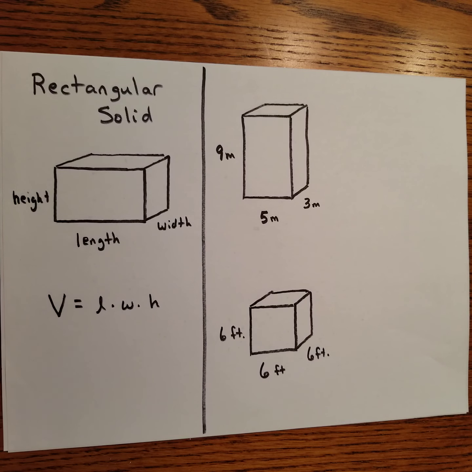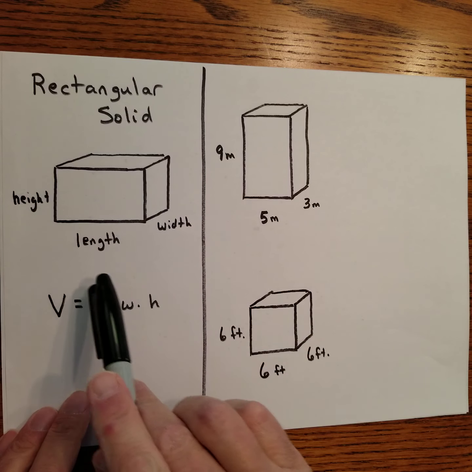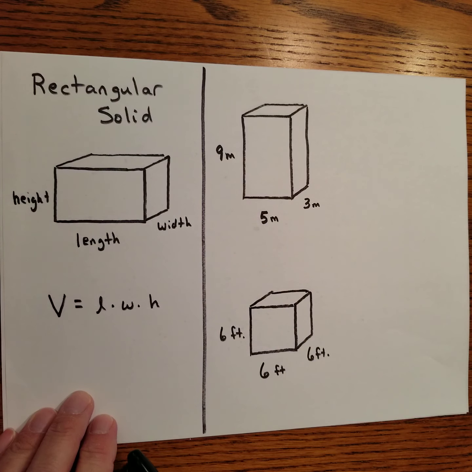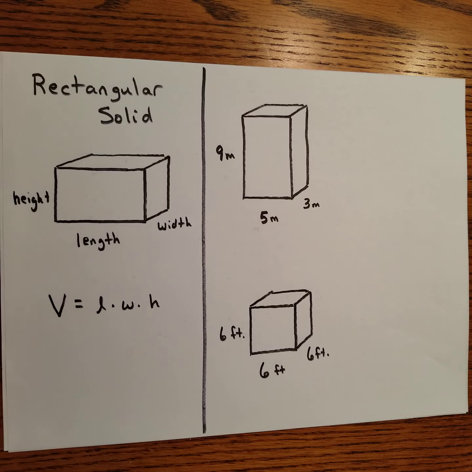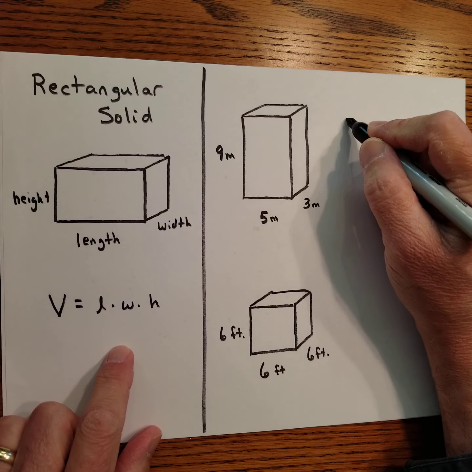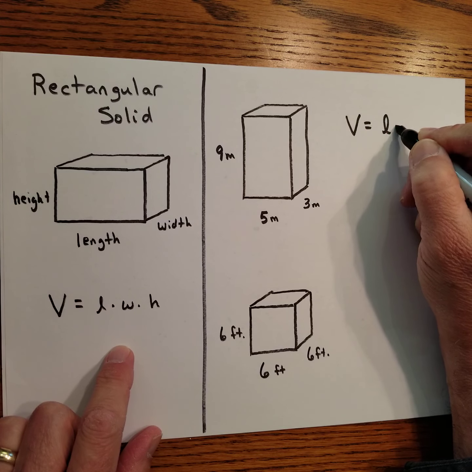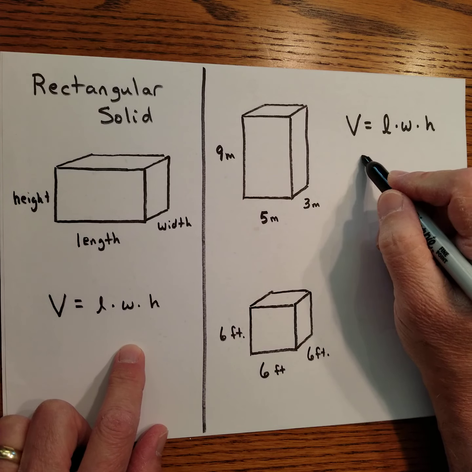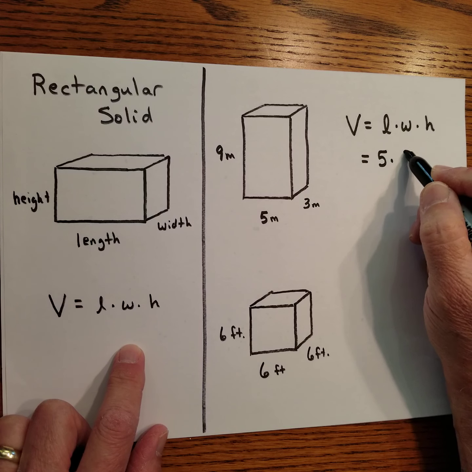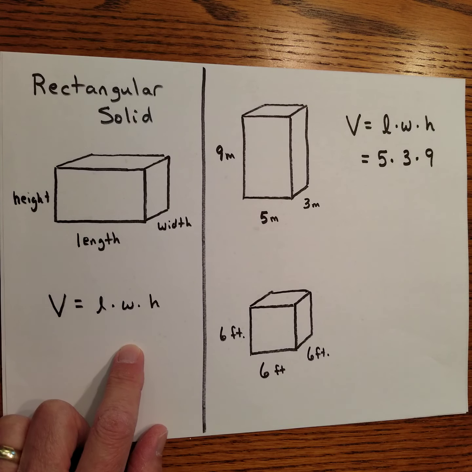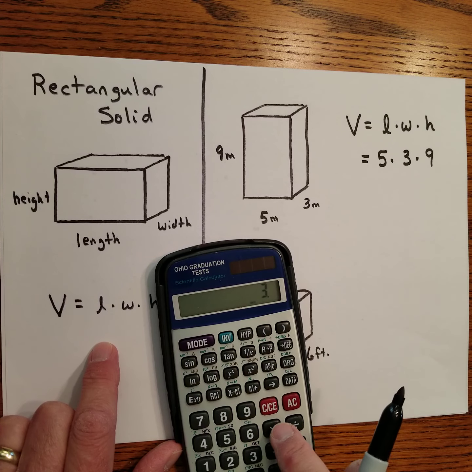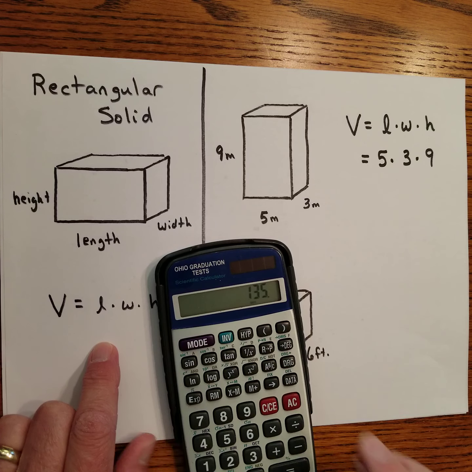Here are some nice examples of what your assignment is going to look like. A rectangular solid, length, width, height, where all of the sides are rectangles. Here's an example of a rectangular solid. If I want the volume, volume is length times width times height. There's my formula. The length is 5, the width is 3, the height is 9. Now on a calculator, 5 times 3 times 9 is 135.